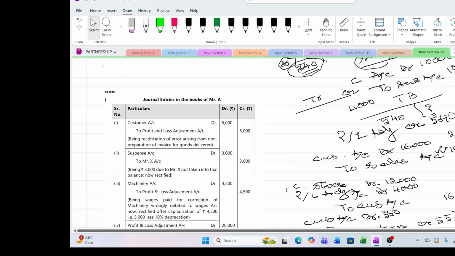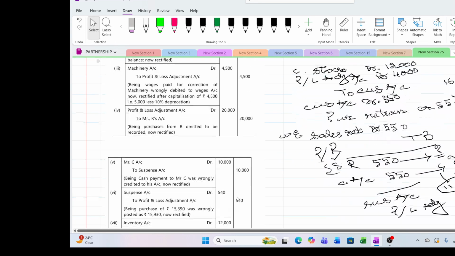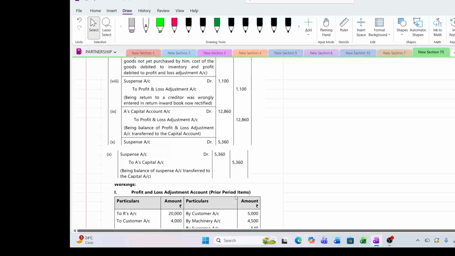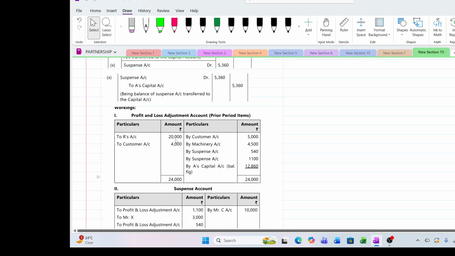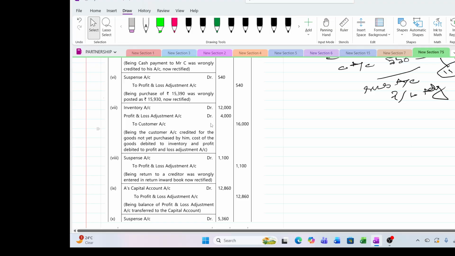Now all the PL adjustment account will be taken to your capital account. Okay, what happened? 5000 is credit, and 4,500 is credit, 9,500 credit, 20,000 debit. So they have made this here. See here, 20,000 debit, 4,000 debit to customer account. This is that PL adjustment account, 4,000 debit.